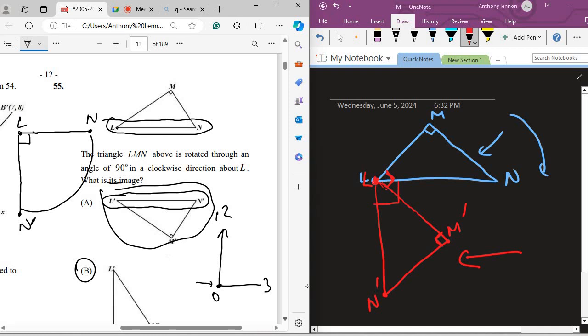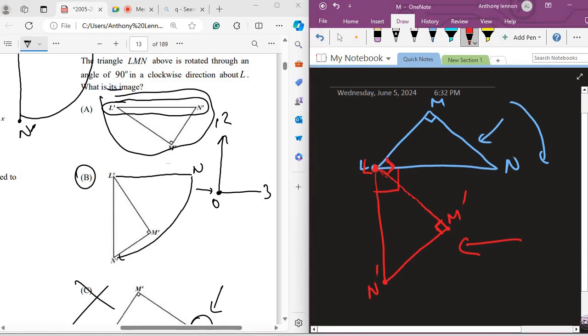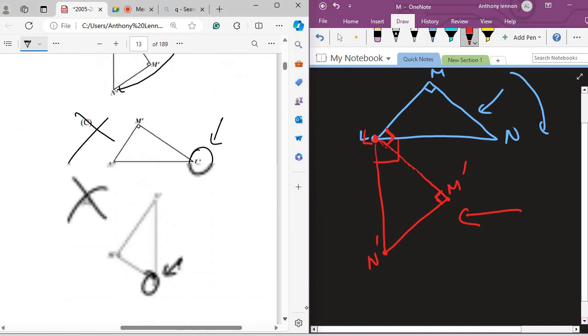That's not a rotation. This one is a rotation about N. The line LN was there, and it rotated downwards 90 degrees. Okay? So that's why we know that B is the answer. Hopefully that was clear.